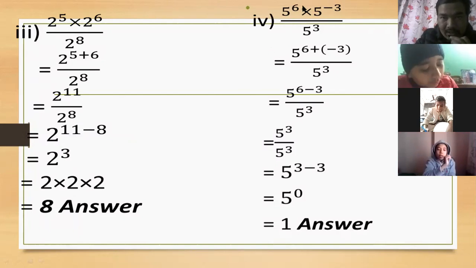Similarly, look at question number 4: 5 to the power 6 into 5 to the power minus 3. If you multiply them, 5 to the power 6 plus minus 3. 6 minus 3 means 3, and 5 to the power 3 divided by 5 to the power 3. When you divide, we have to subtract the powers. 3 minus 3 means 0. And I have already told you in laws of indices, if any number or variable has power 0, then its value will be 1. 5 to the power 0 means its value is 1. Are you clear about this?